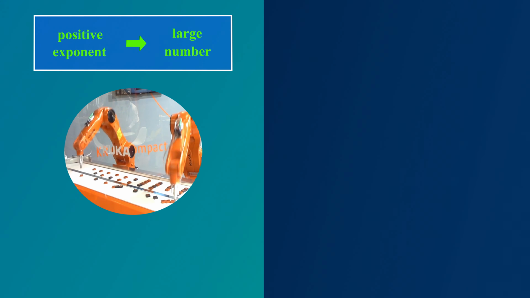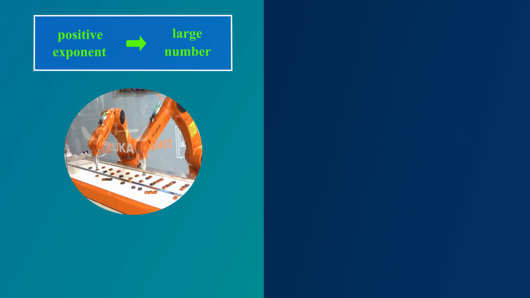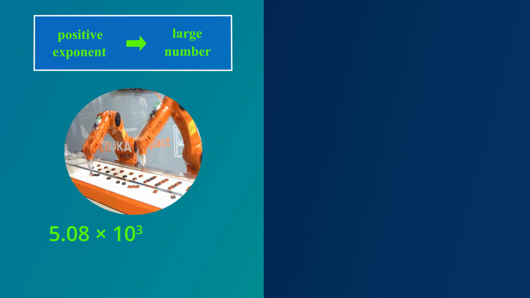Now let's convert scientific notation back to ordinary numbers. A robot sorts 5.08 multiplied by 10 to the exponent of 3 parts per day. What is this as an ordinary number? The exponent of +3 means it is a large number, so we move the decimal point to the right 3 places. That's 5,080 parts.